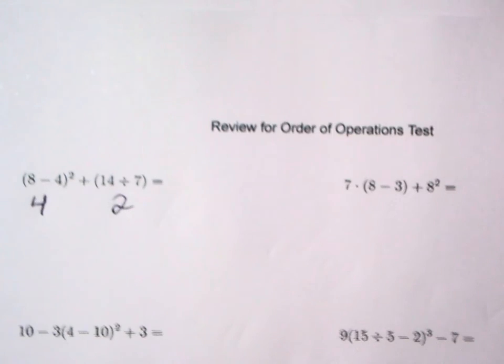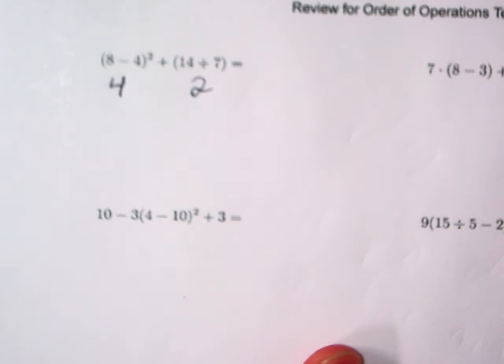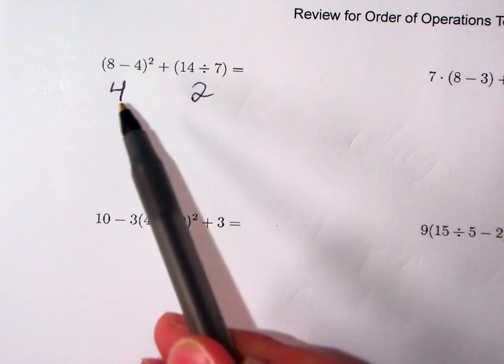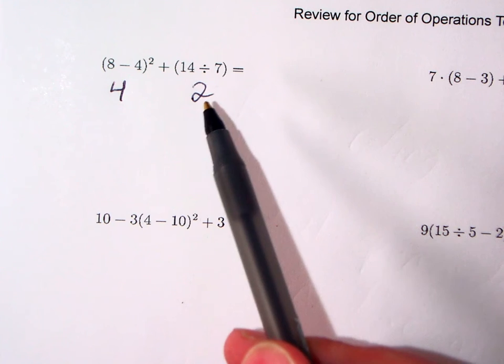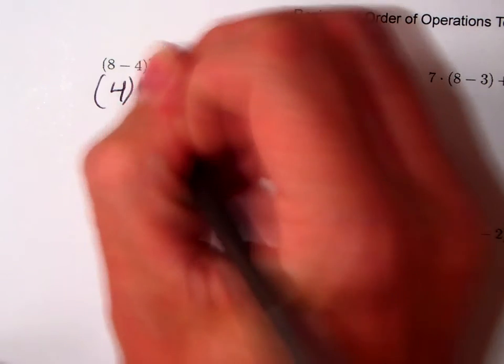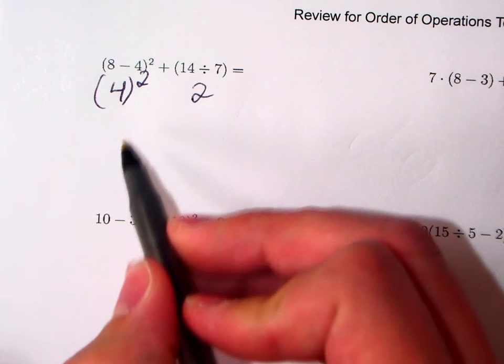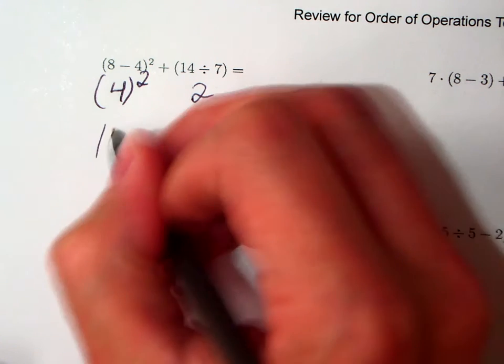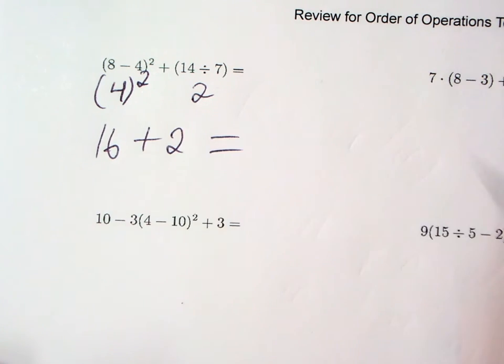So let's take a look at our review for the order of operations test. This first problem, we begin with the parentheses first. We take 8 minus 4 is 4, and 14 divided by 7 is 2. The next step is to do the exponent. So this 4 is squared. That doesn't mean 4 times 2. It means 4 times 4. So we get 16. The last step is the addition. Gives us 18.